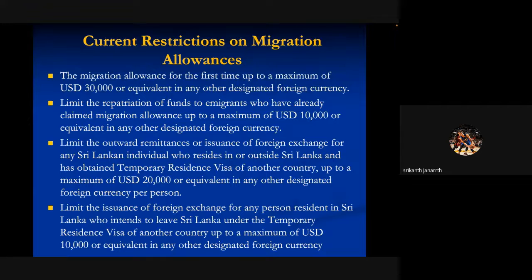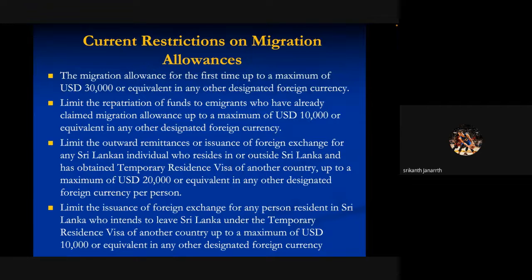Right. And limit the outward remittance issuance of foreign exchange for a temporary resident visa. Anybody going on a temporary resident visa can take 20,000. Can take 20,000 on a temporary resident visa. And limit the issuance of foreign exchange for any resident person who intends to leave Sri Lanka under TR.